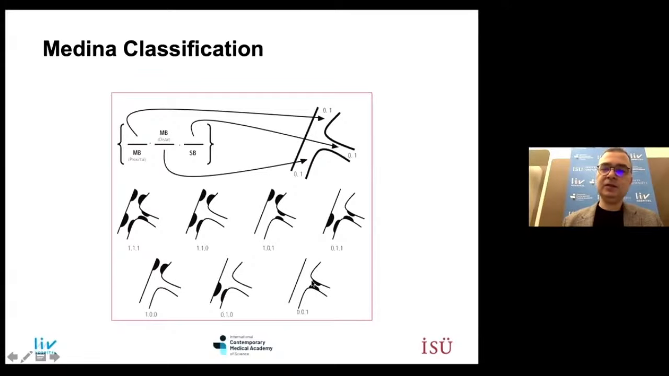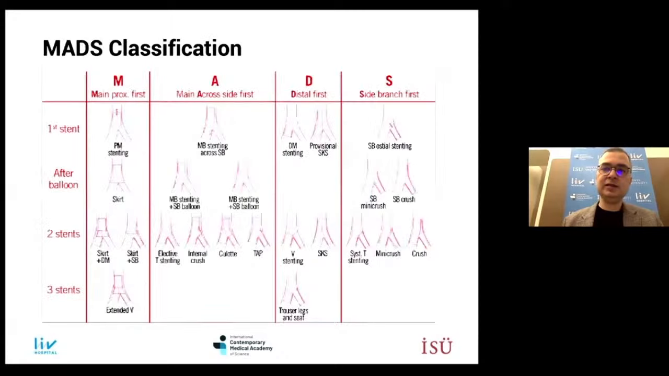And as you see, that's the easiest classification that you can ever see. We also have another classification regarding the techniques of stenting, and that is the MATS classification. And this represents whether you start with the proximal part of the bifurcation by stenting or intervening the proximal side, that means you are in the M portion.